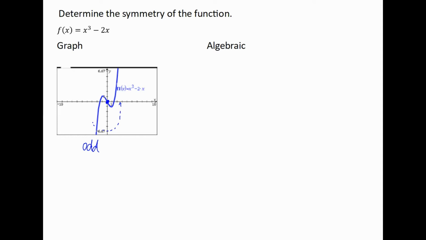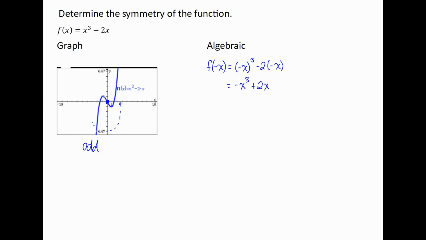So when we do our algebraic, we're going to take our function f, and we're going to substitute negative x in. And we're going to get negative x, cubed, minus 2 times negative x. From here, what you want to do is simplify. So negative x cubed gets me negative x cubed, like that. Minus 2 times negative x gets me positive 2x.